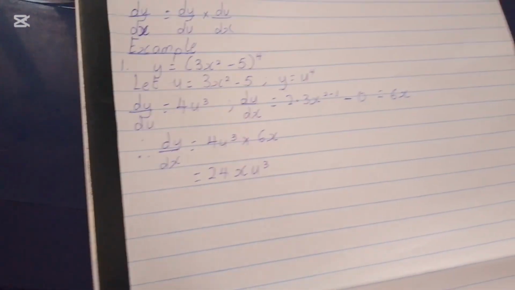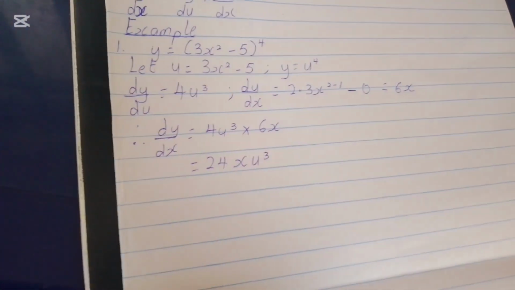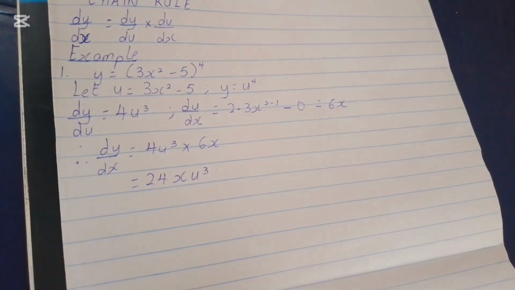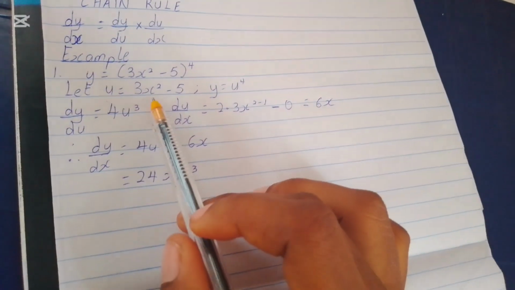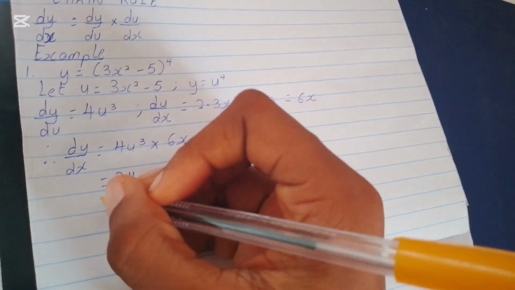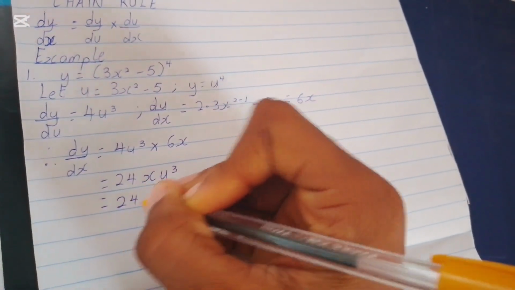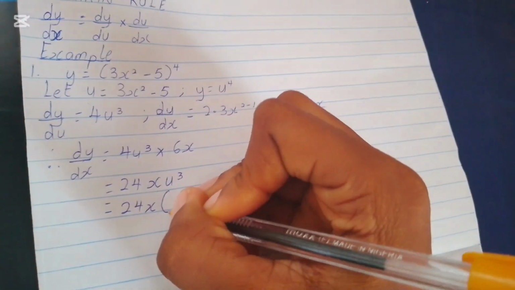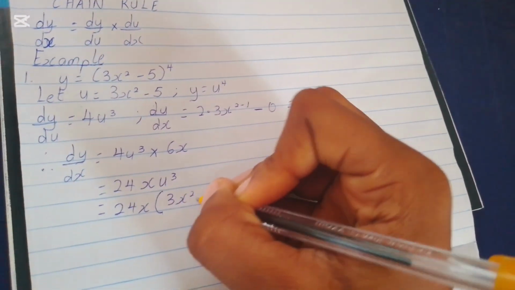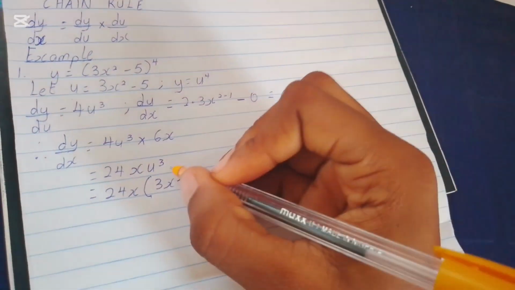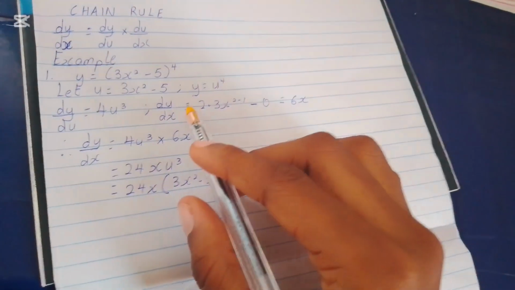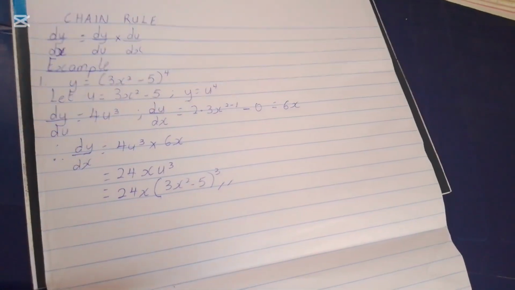But initially, u was not in the question. So when you are done differentiating using your chain rule, you must always replace your u back. I remember our u was what? 3x squared minus 5. So we're going to be replacing this back. So that will give us 24x, then you can open your brackets, 3x squared minus 5. Remember, it's u raised to the power of 3, so it will be raised to the power of 3. So this is the derivative of our function here using the chain rule.